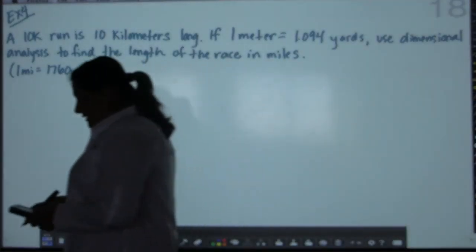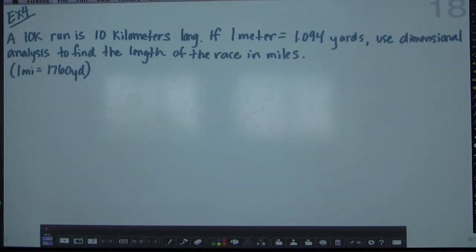And this example is dealing with the second portion of what the title of the lesson was, which is dimensional analysis. Another way of thinking of dimensional analysis is when you convert units. That's another way of thinking of it. Okay, so that's what we're going to do right now. It says here, a 10K run is 10 kilometers. If 1 meter equals 1.094 yards, use dimensional analysis to find the length of the race in miles.